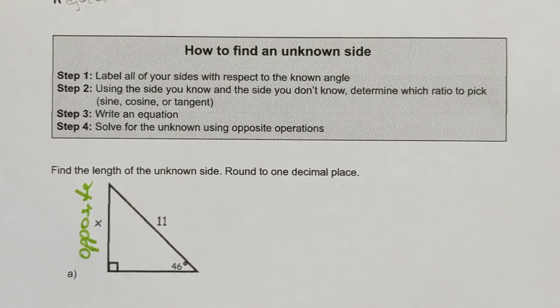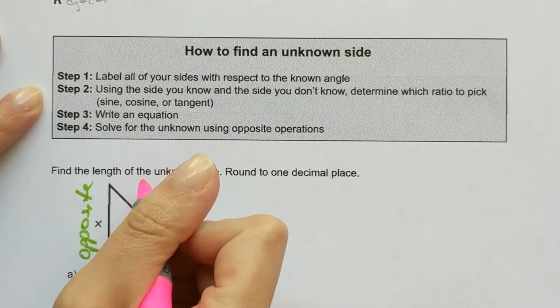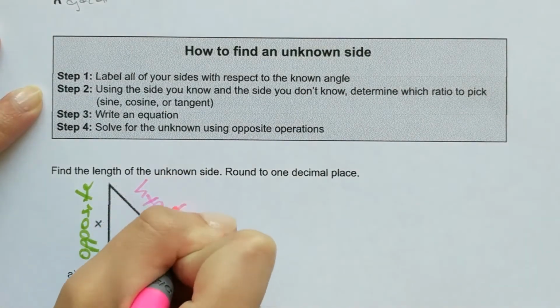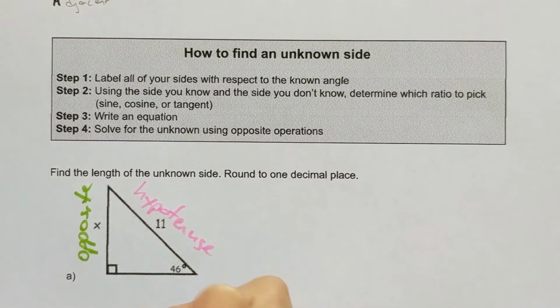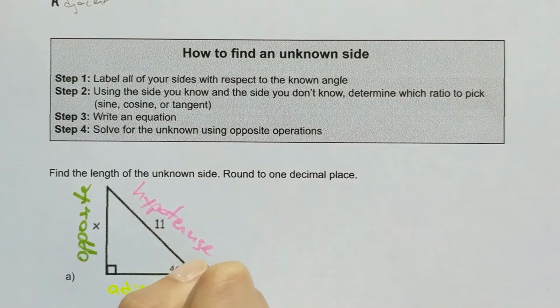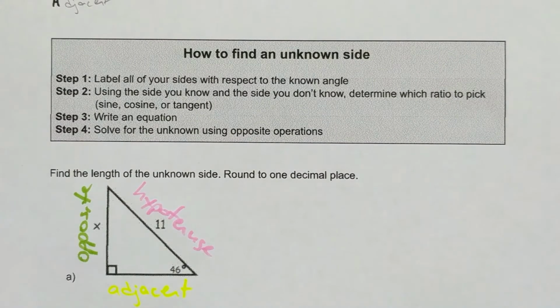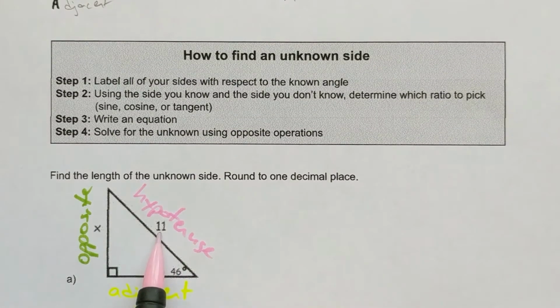We can also label our hypotenuse because our hypotenuse is across from the right angle, so hypotenuse. And finally, we can find our adjacent side as the last one here. And we finally have all three, okay? We have the information for the hypotenuse.